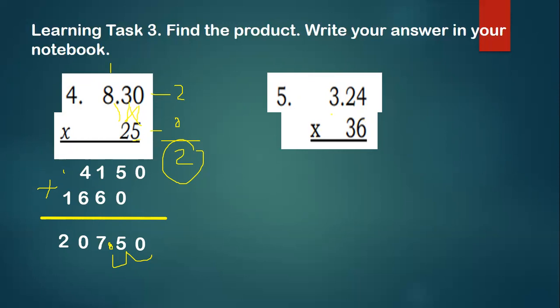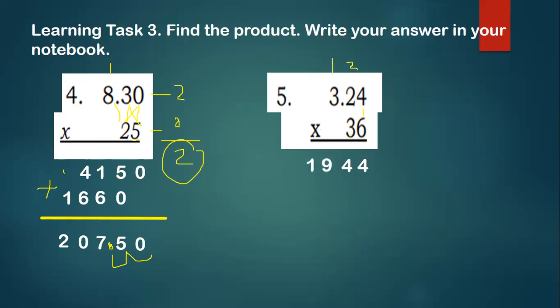Okay, so tingnan natin. 3.24 multiplied by 36. So multiply lang natin. Simula tayo sa kanan. That is 6 times 4 and that is 24. So 4 carry 2. 6 times 2, that is 12 plus 2 and that is 14. So 4 carry 1. And then 6 times 3, that is 18 plus 1 and that is 19.